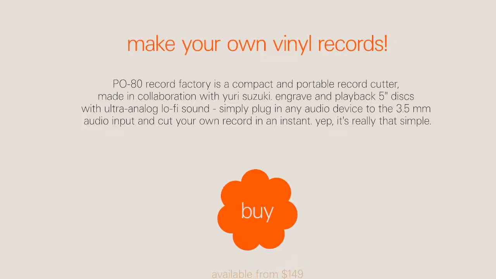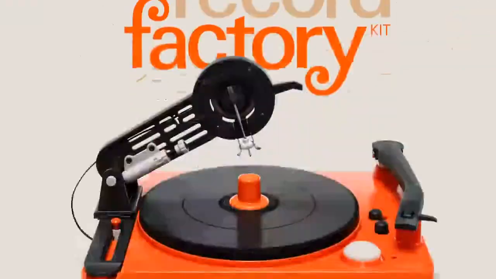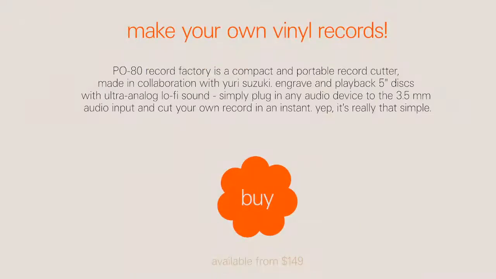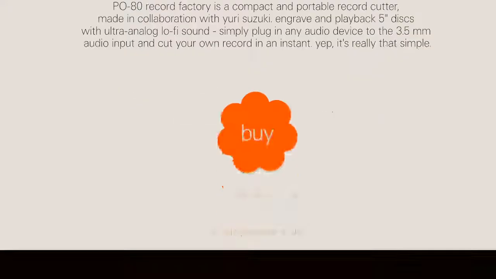Okay, so make your own vinyl records. PO-80 Record Factory is a compact and portable record cutter. And just to show it again, it's this little guy. Look at it. It's so cute. They say engrave and playback 5-inch discs with ultra analog lo-fi sound. Simply plug in any audio device to the 3.5 millimeter audio input and cut your own record in an instant. Yep, it's really that simple.